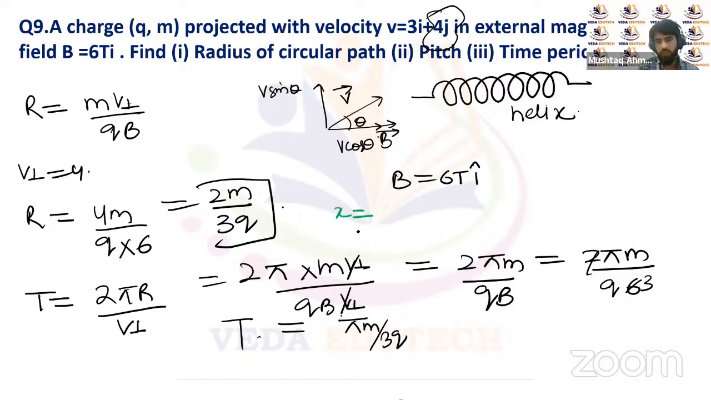Let's suppose x is the shift, that will be the time period T multiplied with the horizontal component of this velocity, that will be v cos theta, right?